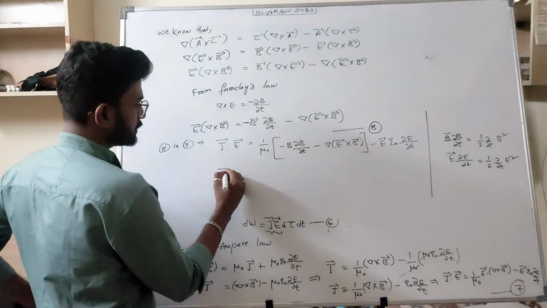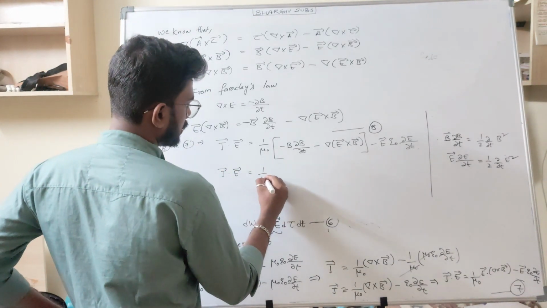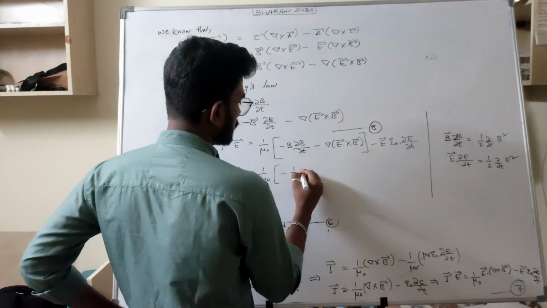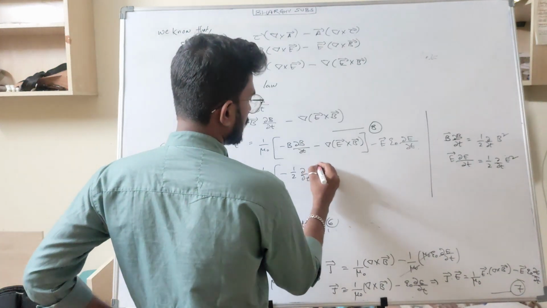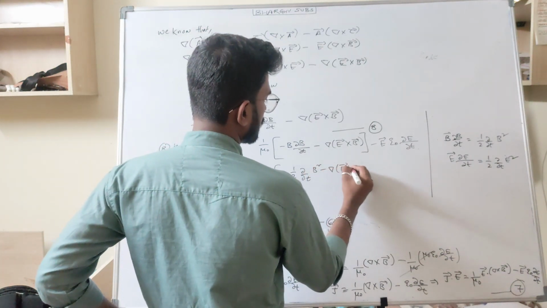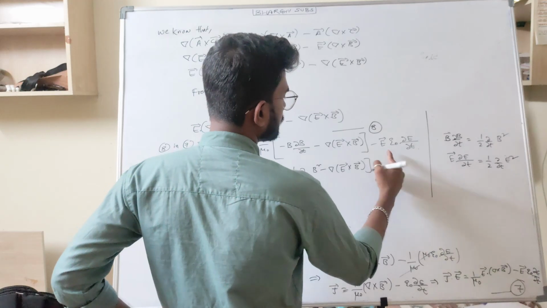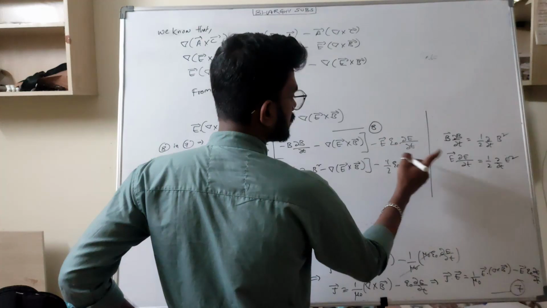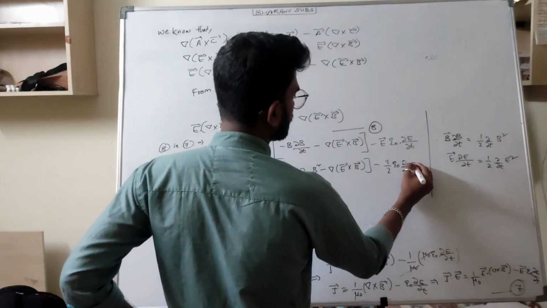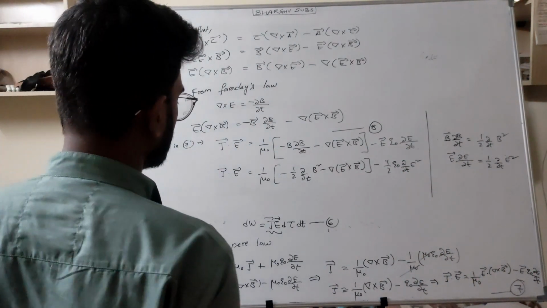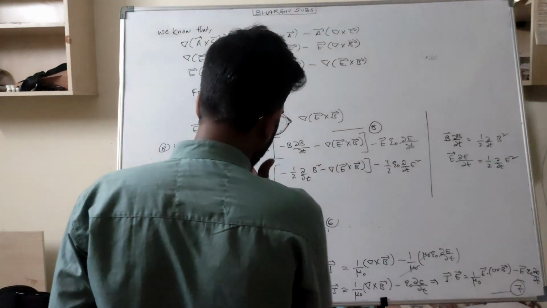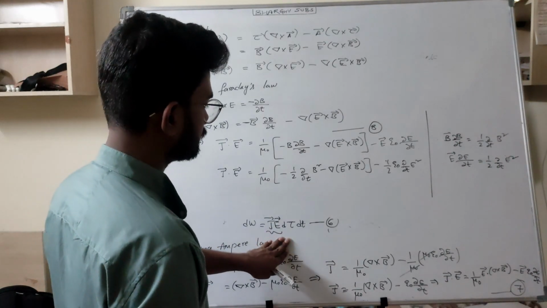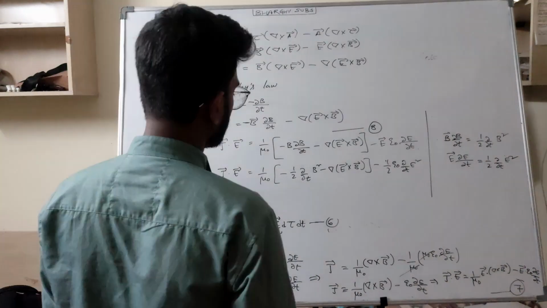So what I will get, J bar dot E bar is equal to 1 by mu naught minus B ∂B/∂t, half ∂/∂t of B square, minus del of E bar cross B bar, minus half epsilon naught ∂/∂t of E square. Okay, so again I have to substitute J·E here, correct.